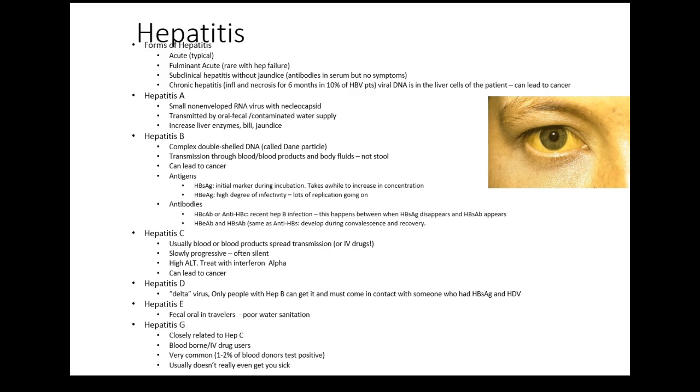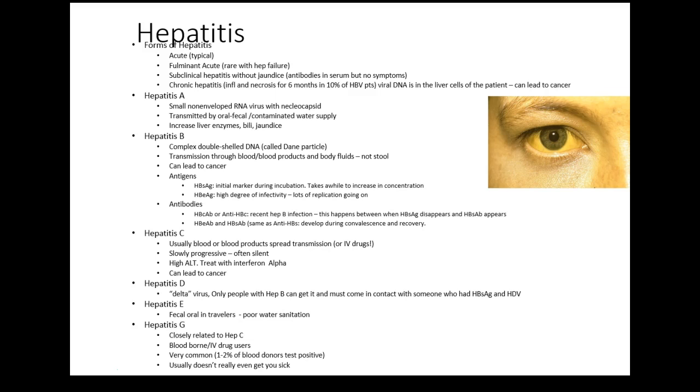The antibodies start to come in after those antigens, right? So we can have an anti-hepatitis B core, which means that there is a recent hepatitis B infection. And this happens between when the hepatitis B surface antigen disappears and the surface antibody appears. So it's kind of in between. It tells the doctor that they're starting to maybe recover. The hepatitis B E antibody and the hepatitis B surface antibody develop during convalescence and recovery. It's important to know that the hepatitis B surface antibody and the anti-hepatitis B surface are the same thing. Okay, just want to point that out. You're going to see it written both ways in different places.